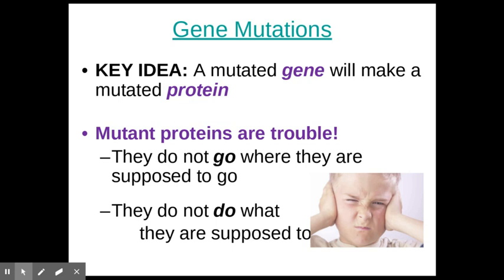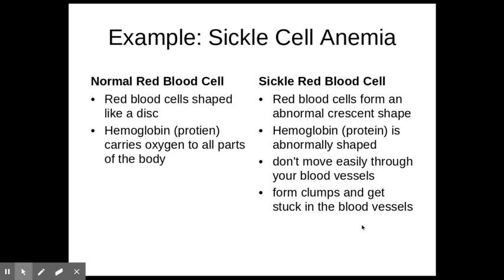So the key idea is that a mutated gene will make a mutated protein. Mutant proteins are trouble. They do not go where they are supposed to go. They do not do what they're supposed to do. And so you have some situations there. So here are some examples.